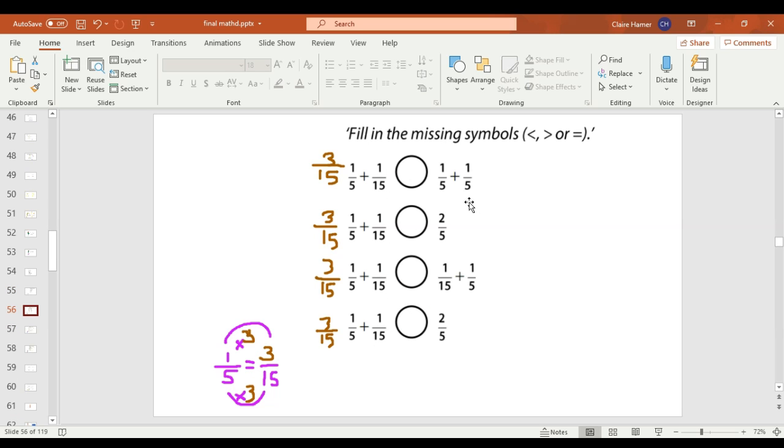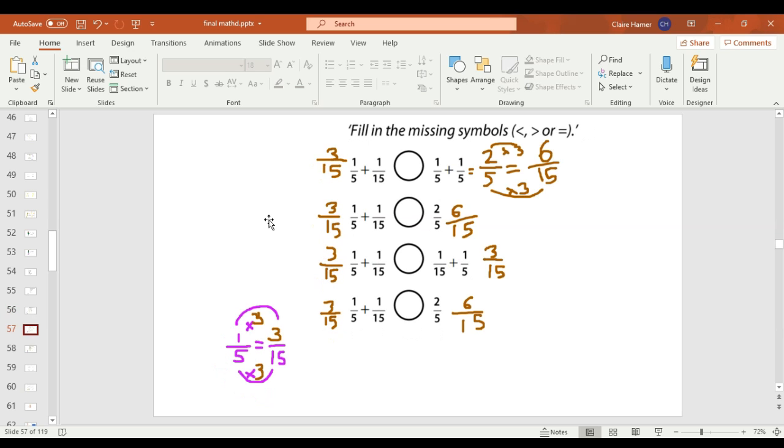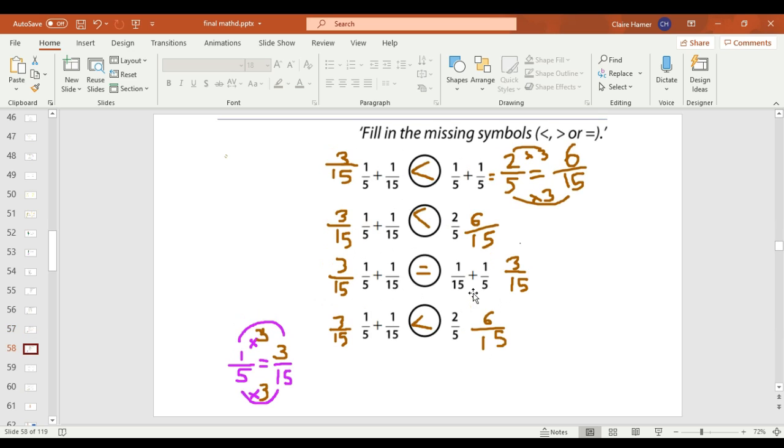Right, so hopefully you worked out that 1/5 add 1/15 is equal to 3/15. Hopefully you worked out that 2/5 is equal to 6/15. Once you've done that, you should be able to complete it. So the answers are on screen now. How many did you get right? Share your work with me afterwards on Teams.